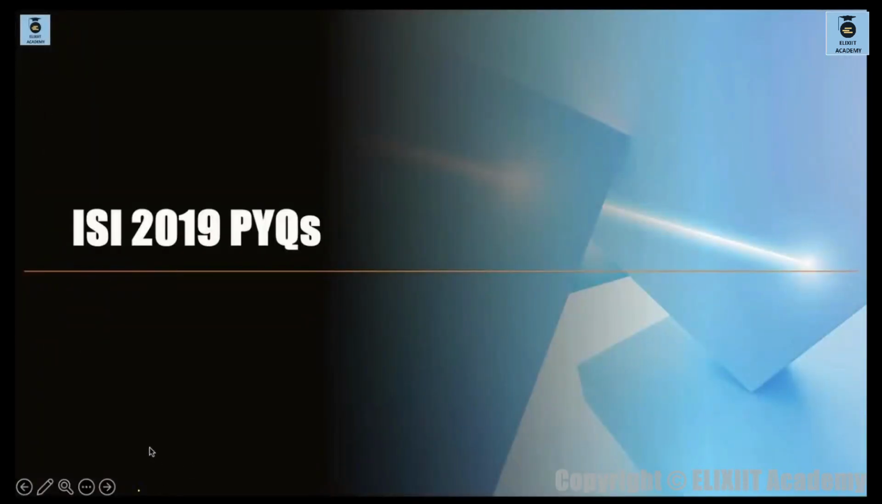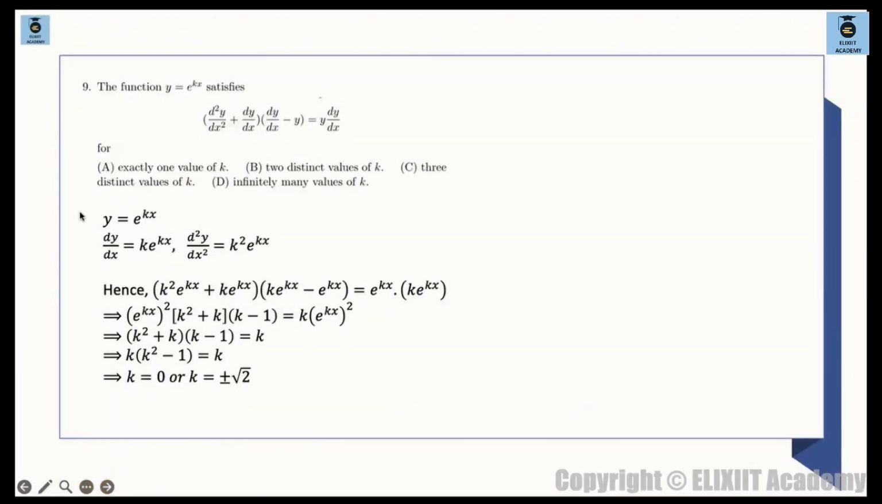Okay, next we move on to 2019 PYQs. Okay, so here we have the first question. This is a quite easy question. The function y is e raised to the power of kx, and this satisfies the given differential equation. We have to find the values of k basically. We need to find how many values of k for which this function will satisfy this given differential equation.